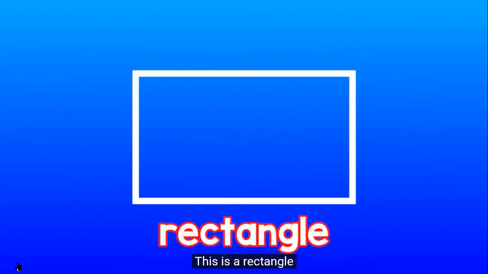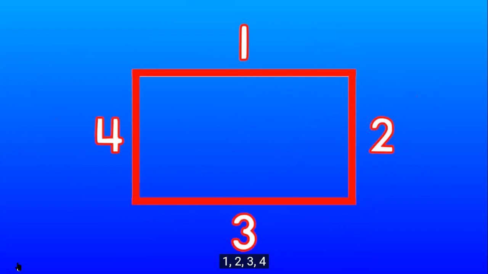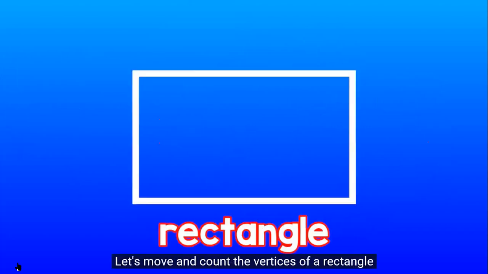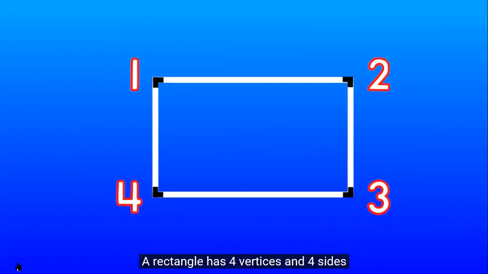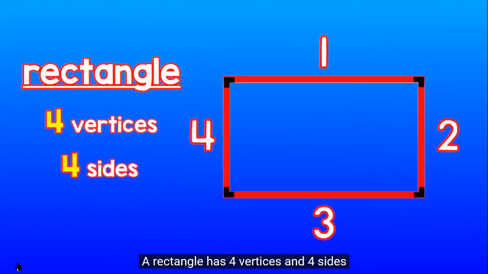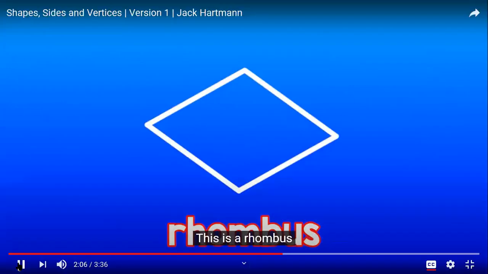This is a rectangle. Let's move and count the sides of a rectangle. 1, 2, 3, 4. A rectangle has 4 sides. Let's move and count the vertices of a rectangle. 1, 2, 3, 4. A rectangle has 4 vertices and 4 sides. This is a rhombus. Let's move.